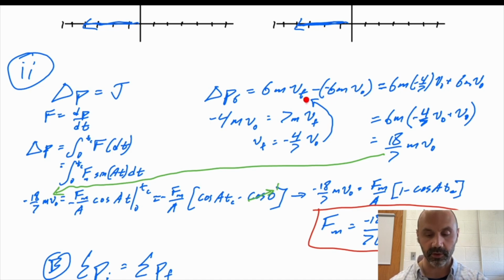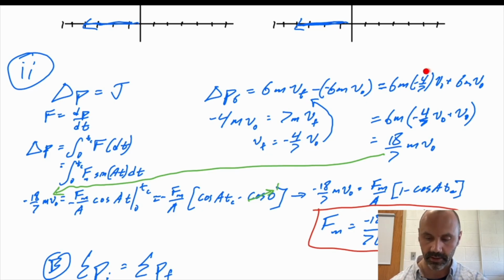Well, here's the problem. I need to know what VF is. I need to find this final velocity, so I can put everything in terms of V naught. So -4m V naught equals 7m VF. This is the total final momentum, right? Both blocks together gives us 7m, 1m and 6m, times VF. So VF equals -4/7 V naught.